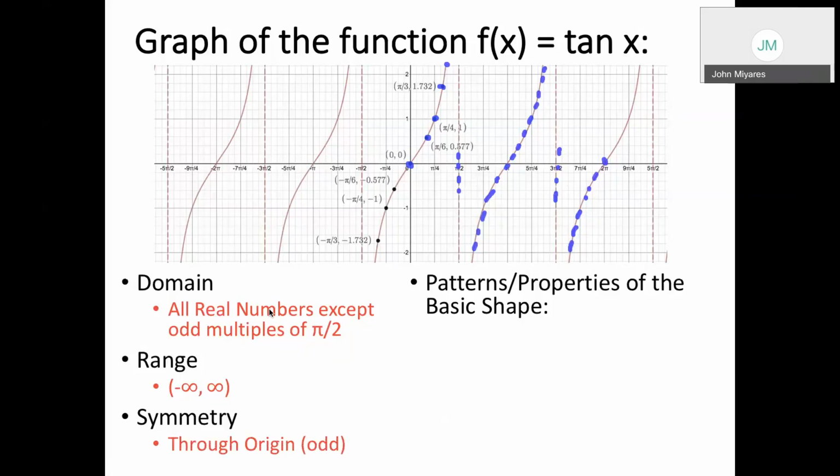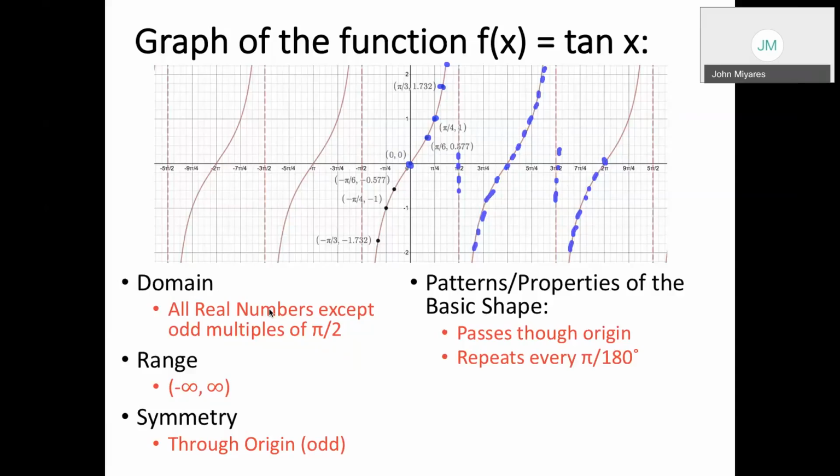Looking at other patterns in this graph, we can say that yes, it does pass through the origin, but the repeating pattern, or the period of this graph, is actually 180 degrees or pi radians instead of 360 degrees or 2 pi radians. This is a unique feature of both the tangent and cotangent functions.